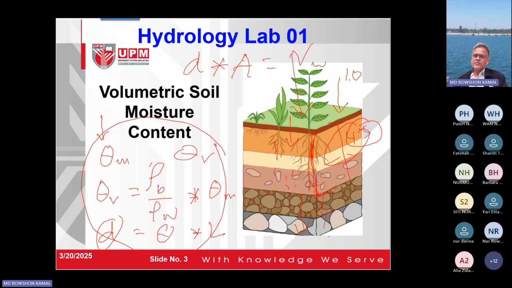That's why volumetric moisture content is very important. You can determine it with different approaches, laboratory method or sensor. So one of the devices.